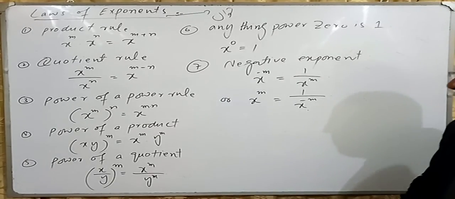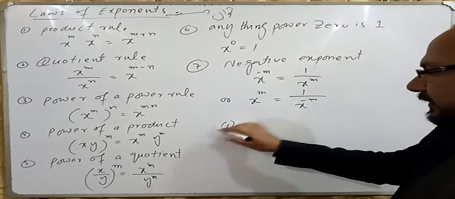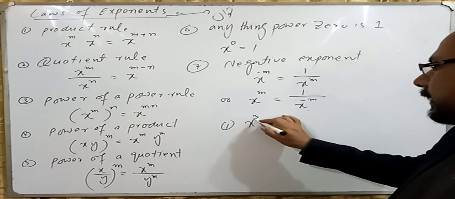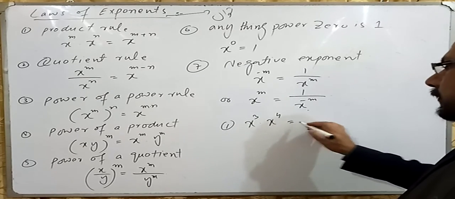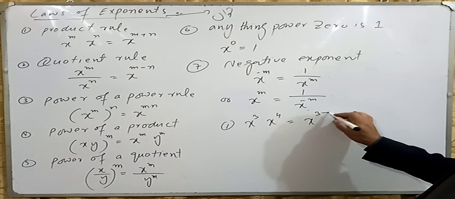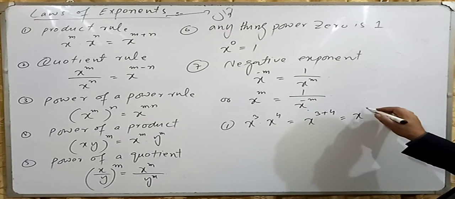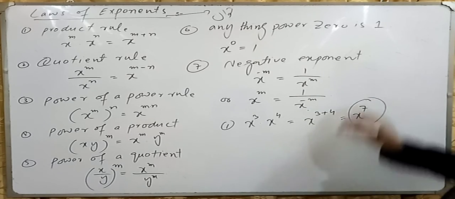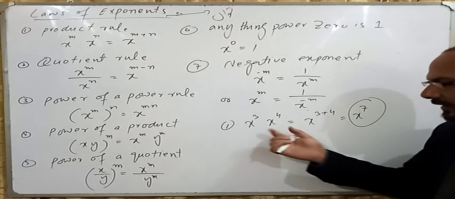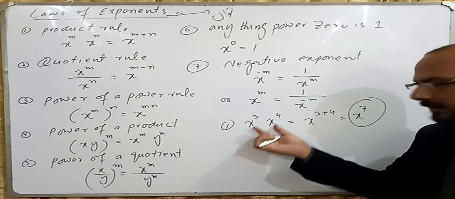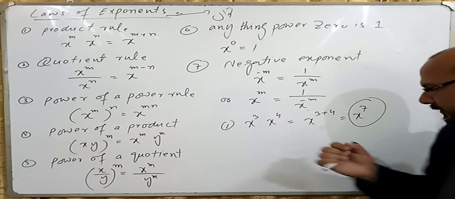For example, for the first rule, suppose x power 3 multiplied by x power 4. So we can write x power 3 plus 4, or x power 7. This will be the answer. So if we have the same base, the powers should be added.